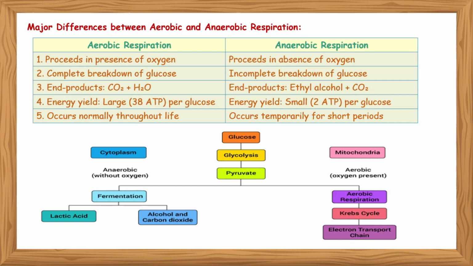So basically, aerobic respiration occurs when oxygen is present. That includes the Krebs cycle and electron transport chain, but anaerobic respiration occurs without oxygen. Fermentation, such as lactic acid fermentation and alcohol and carbon dioxide production, is included in anaerobic respiration.